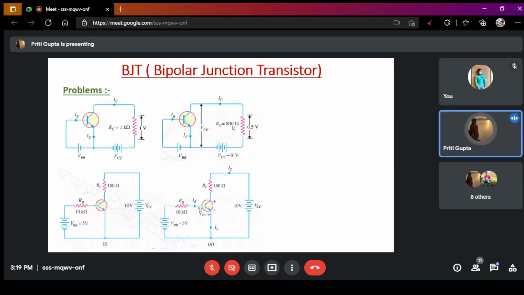So your IB will be IC divided by beta. IC is 0.6 milliampere divided by beta, 24. Now just calculate how much you are getting for IB. Ma'am, 0.025 milliampere. Yes, ma'am. Or you can convert it into microampere if you want. 0.025 milliampere, ma'am. Very good. So these problems are done.